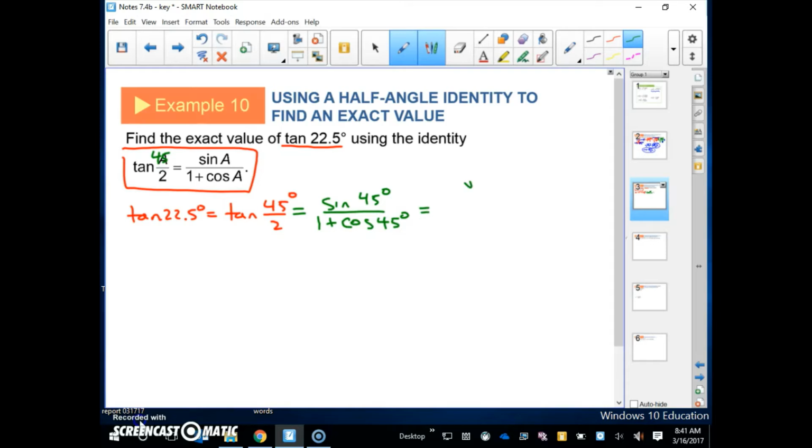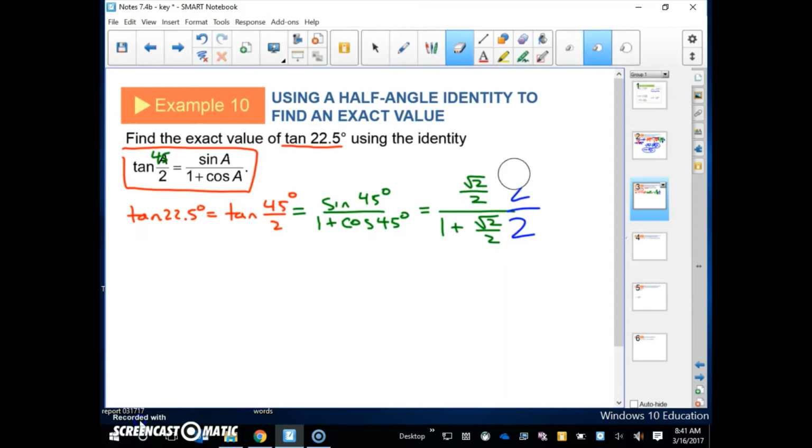Sine 45 is square root of 2 over 2. And on the bottom, cosine 45 is also square root of 2 over 2. So we need to clean this up. The easiest step, I noticed the textbook does this, multiply by 2 over 2, and that cancels out your fractions. It's kind of hard to understand why they do that. So if you want to do that, do that. I think it's probably more obvious to get a common denominator here. Get a common denominator on the bottom, and you'd be looking at square root of 2 over 2 all over 2 plus square root of 2 all over 2.